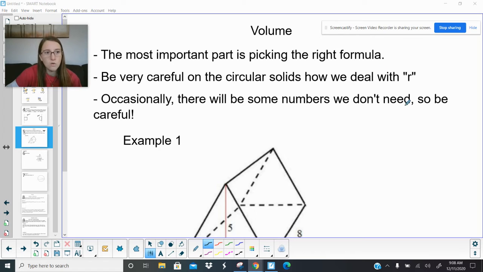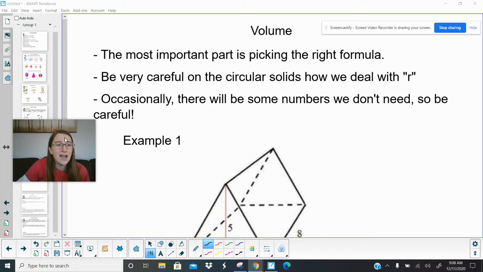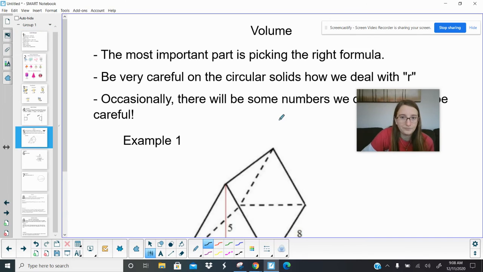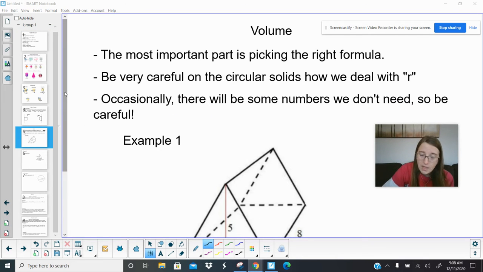Okay, volume. Volume was the biggest part of this unit and honestly the hardest part, because I've been seeing you guys having a hard time. I think it's picking the right formula and then remembering all the components. Be very careful also on the circular solids with how to deal with R. I mentioned this in the beginning, R squared versus R cubed. If you accidentally use the wrong one, then you're going to get it wrong. Occasionally there will also be problems where you have more numbers than needed, so you have to understand what numbers you do need versus what you don't.